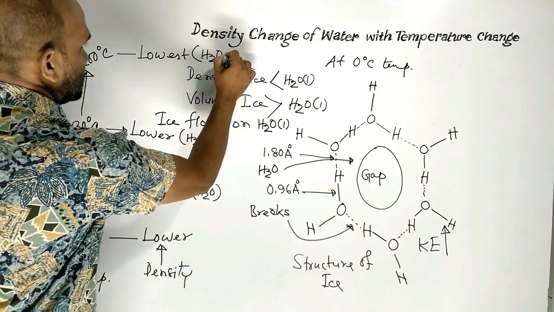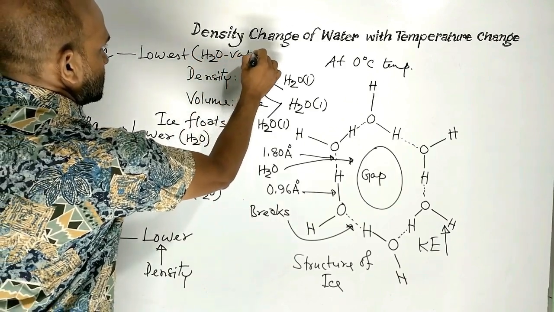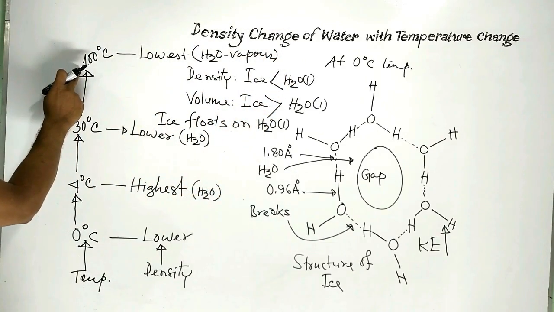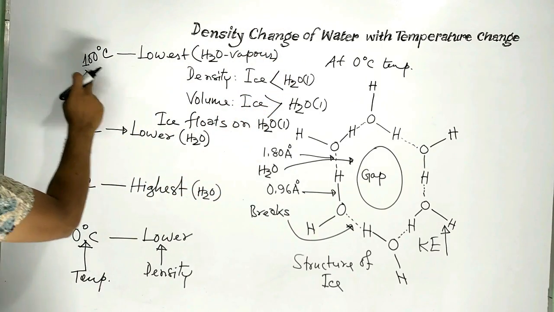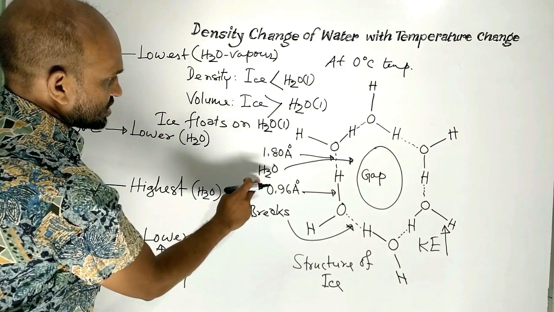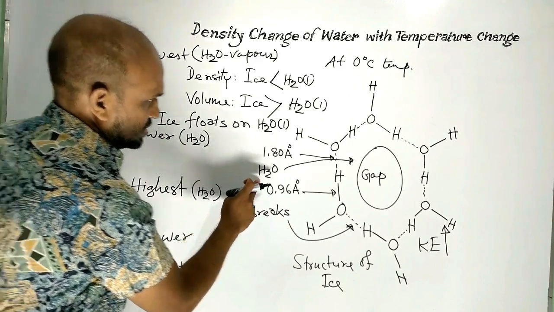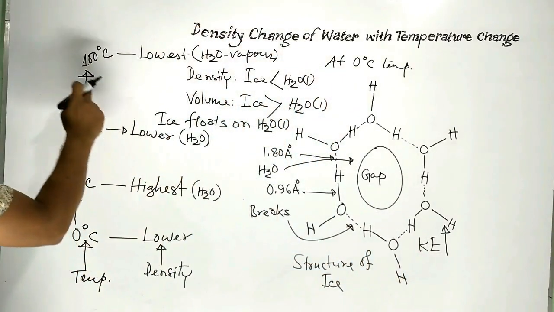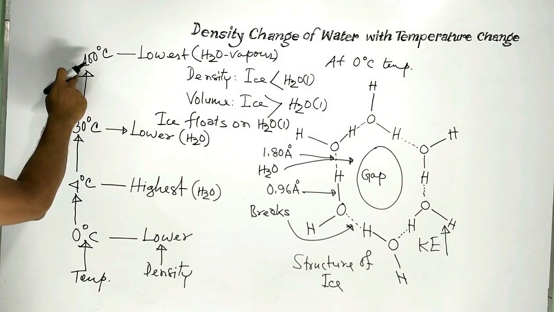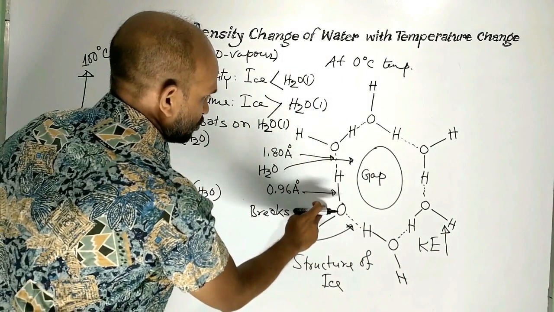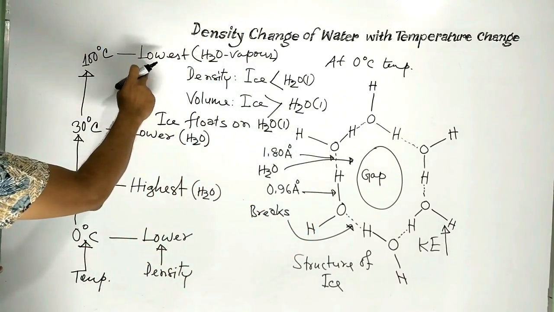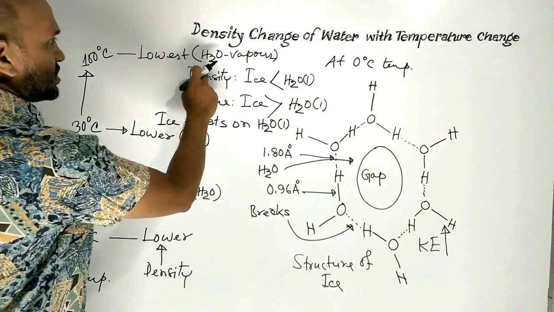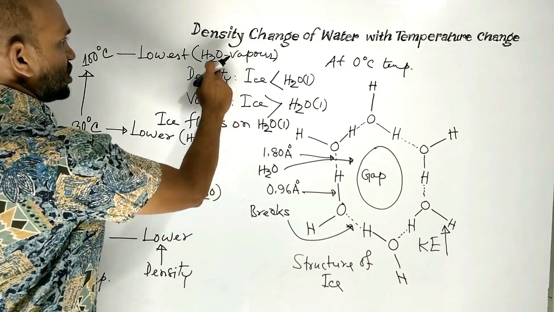Water vapor. At 100 degrees Celsius temperature, molecules of water get far away due to the increased kinetic energy. At 100 degrees Celsius temperature, density of water becomes lowest. At this temperature, water becomes vapor, which is called water vapor.